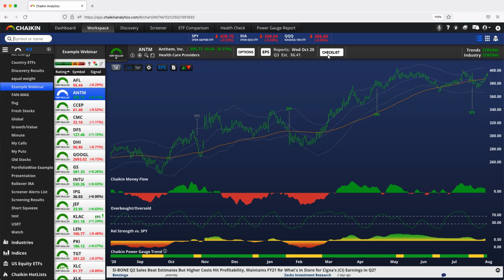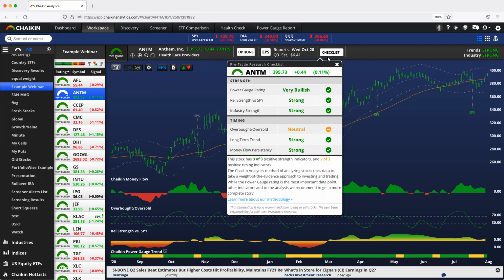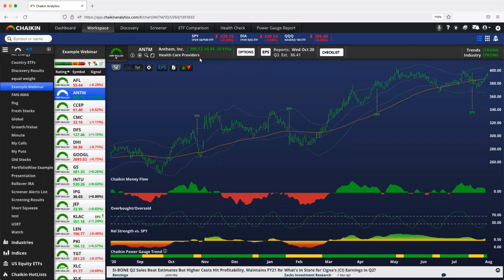We've spoken in these videos about some of the items on the checklist. We use the checklist as our guide for making determinations on what we're going to do with a stock. But it all begins with the power gauge rating. The power gauge rating is a 4-category 20-factor model that combines both fundamentals and technicals.